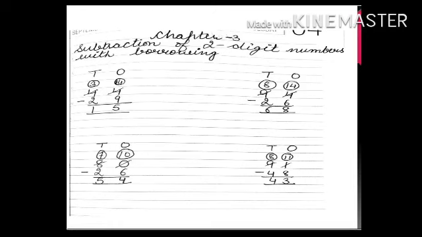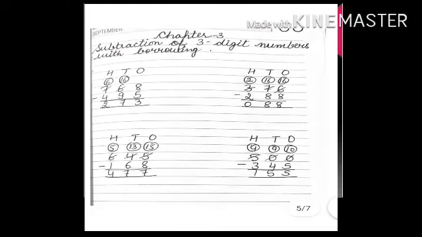Moving to the next page, we will write again chapter number 3 on the first line and heading on the next line. Leave 2 lines and write the statement. Look at the ones place digit. 8 minus 5 is equal to 3.